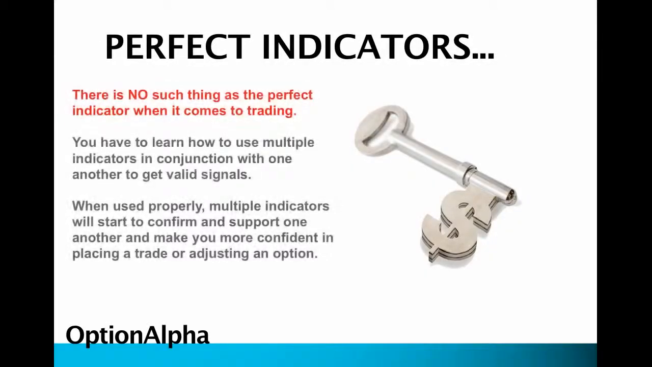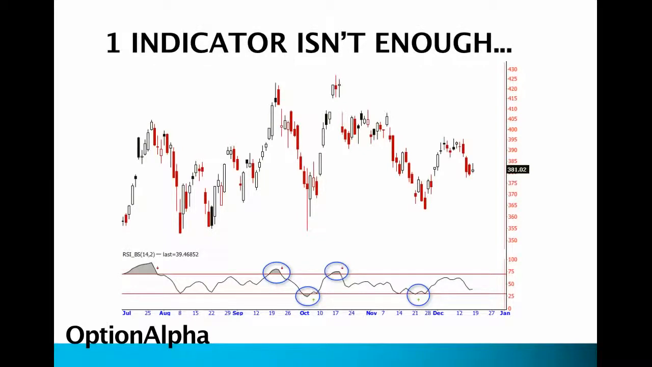So again, there's no such thing as a perfect indicator. You have to learn to use multiple indicators in conjunction with one another to get valid signals. Not saying that they're going to overlap perfectly, but when used properly, multiple indicators will start to confirm and support one another, make you more confident in placing a trade or adjusting an option. So as I was talking about, one indicator just isn't enough.